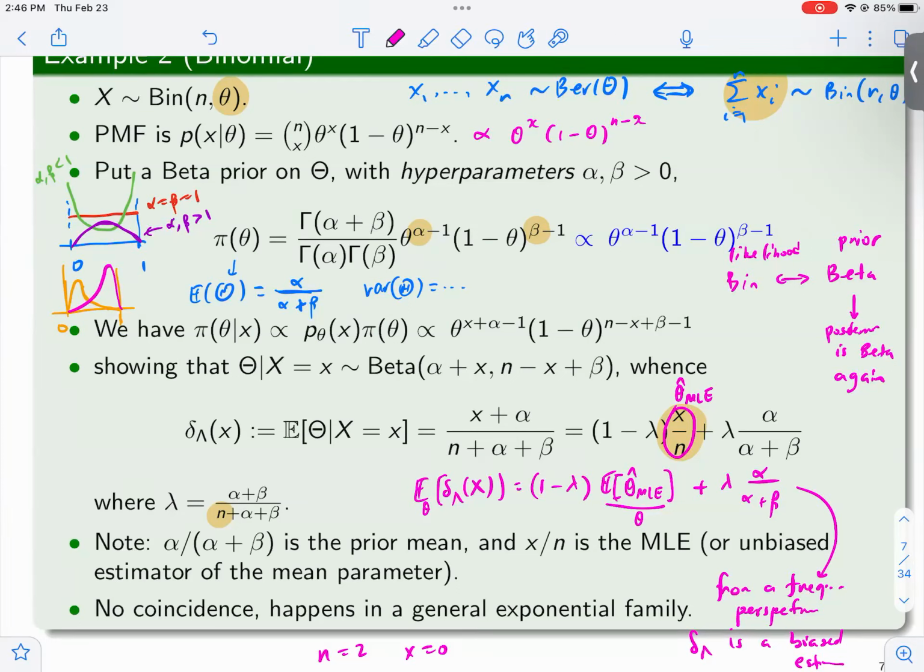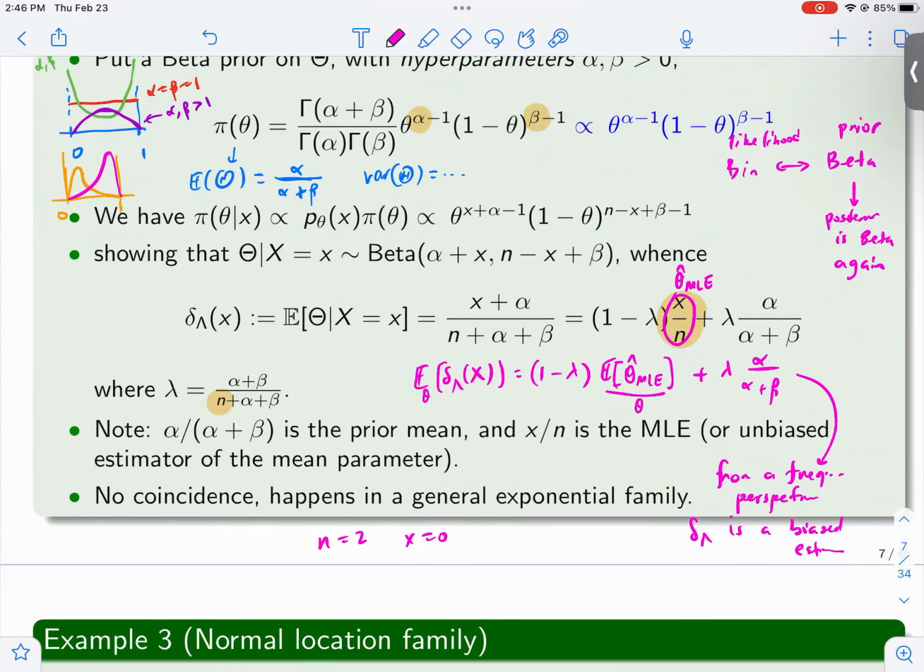Okay, this is no coincidence. It happens in general, I believe, in exponential families, but we're not going to go there as much. There's another point here: you can see there's this alpha plus beta that's getting added to n. So sometimes people say this is the prior sample size. It is as if the prior brings this much information. It's not a sample size, but it acts like a sample size. So you can think of it as a way of balancing out the information between the prior and the data.